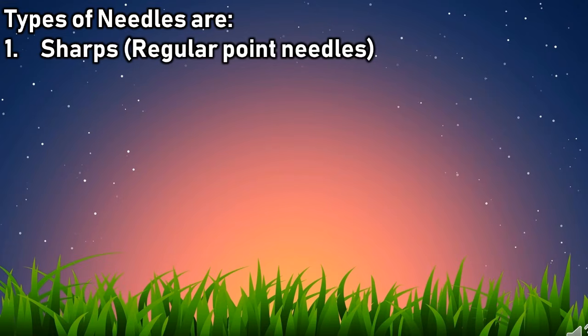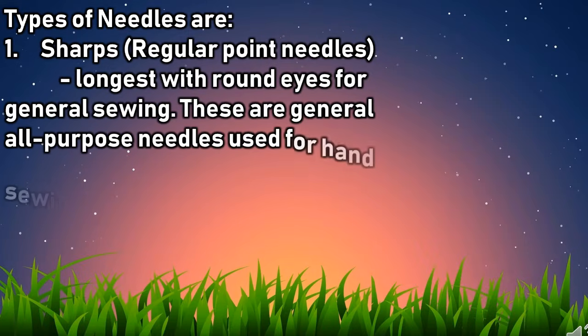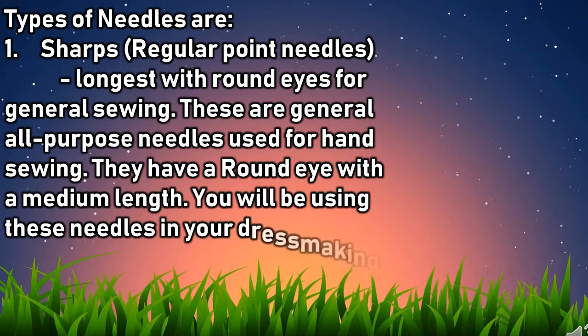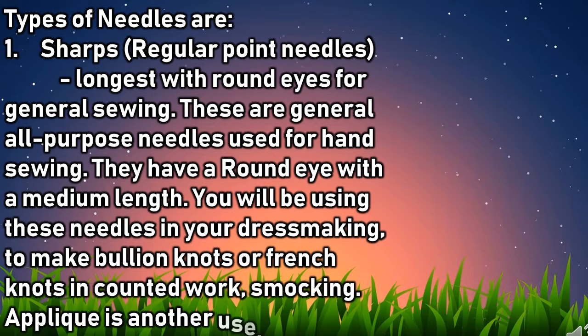Sharps, regular point needles. Longest with round eyes for general sewing. These are general all-purpose needles used for hand sewing. They have a round eye with a medium length. You will be using these needles in your dressmaking, to make bullion knots or French knots in counted work, smocking. Applique is another use.